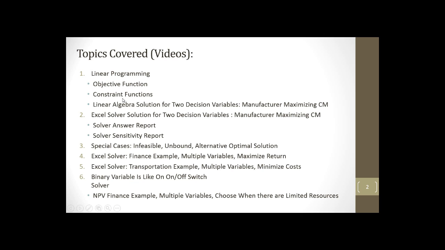And we'll use linear algebra to create a solution for a two decision variables, a manufacturing problem where we're trying to maximize contribution margin. Now we got to do the linear algebra and the graphing part before we can get to our Excel solutions for linear programming to find optimal solutions. It will help us to understand what Excel is doing behind the scenes. Now let's go to slide number 4.